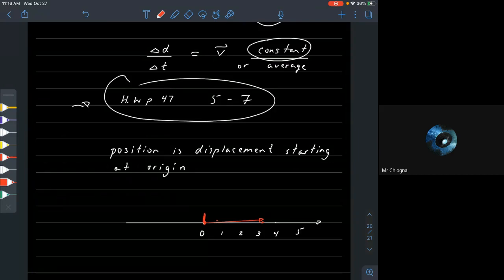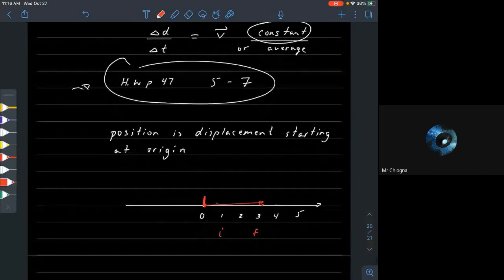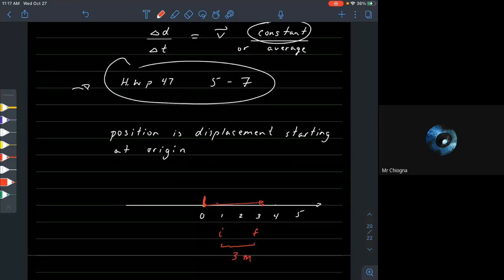Now, with displacement, you can start anywhere. You could start at 0, in which case it would also be the position. You could start at 1. This could be your initial. This would still be your final. Your displacement in that case would be your distance from initial to final, which is just 3. Okay, so displacement can have any initial position, any initial spot on the number line. When I talk about position, you're always starting here, always starting at 0, moving either to the right or left.